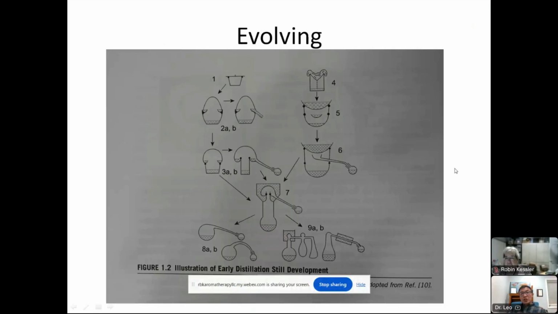So the chart here shows the technology development. The first one is like the one we just saw, and then the alembic head comes in, and later on they add water to help cool down. And this is pretty much where we are now.